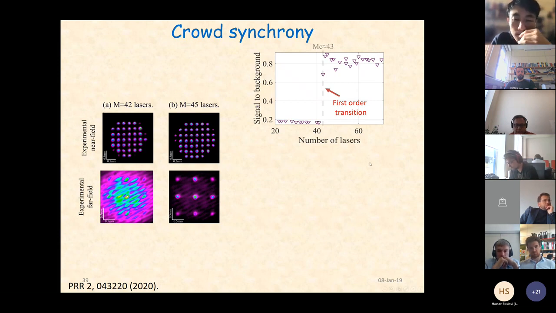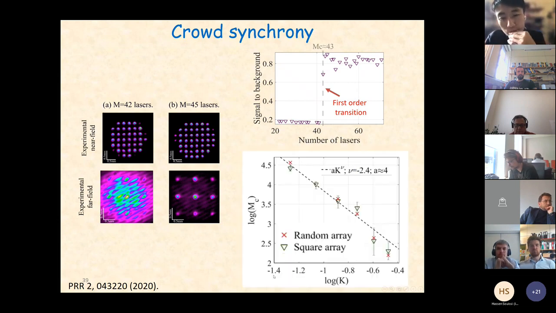It also changed the critical exponent, actually. On the bridge, we repeated it many times for different coupling strengths that we could control, and we measured this critical number, which we call MC.